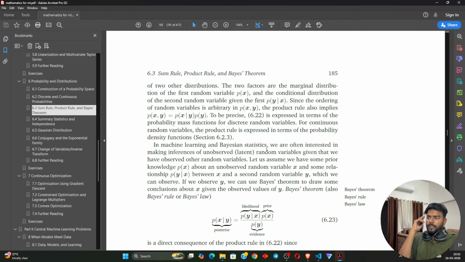In machine learning and Bayesian statistics, we are often interested in making inference of unobserved latent random variables, given that we have observed other random variables. Let us assume we have some prior knowledge p(x) about an unobserved random variable x and some relationship p(y|x) between x and a second random variable y, which we can observe. If we observe y, we can use Bayes' theorem to draw some conclusion about x.